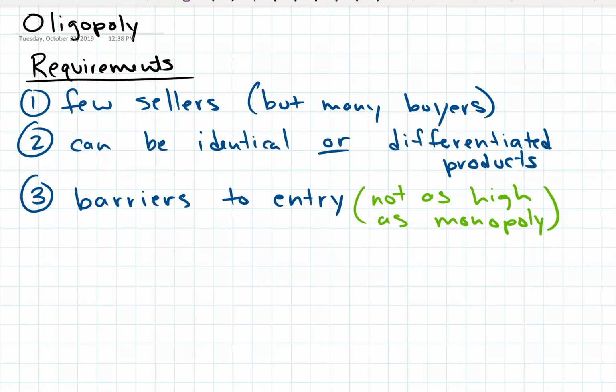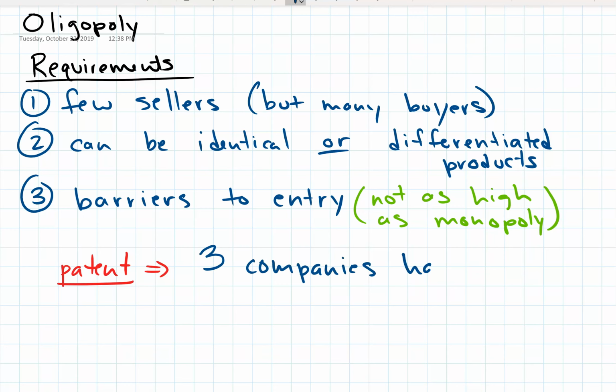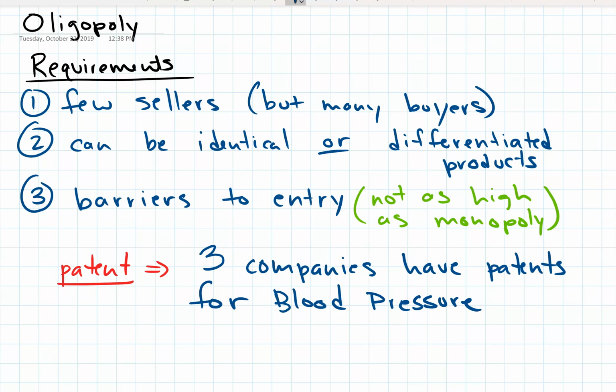There can be several barriers to entry. One could be a patent. Just like with monopoly, we could have a patent here, but this patent's a little different. An example they give in your book, which I think is a pretty good one, is if there are three companies that have patents for blood pressure medicine. If you need blood pressure medicine, your doctor is going to be choosing between these three different types of medicine to prescribe to you. Again, these three companies are competing against each other. In this case, the patent didn't create a monopoly, but it did create a market with few producers, because other people are not allowed to come in and produce the same product without getting permission.